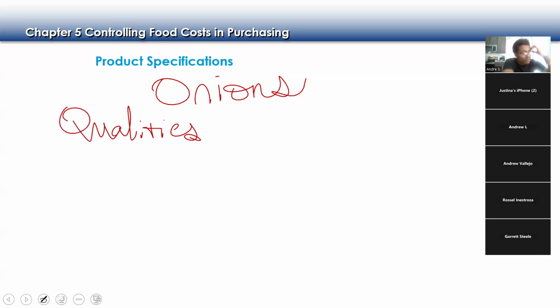Think back on your intro to foods class where you talked about the different produce. What types of onions? That's one quality. What type of onion, what size it is, how it's grown. Those are all different qualities. So think about at least 2 to 3 qualities of onions. Those of you online, you can type your answer in the chat.